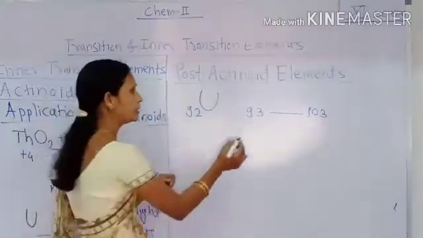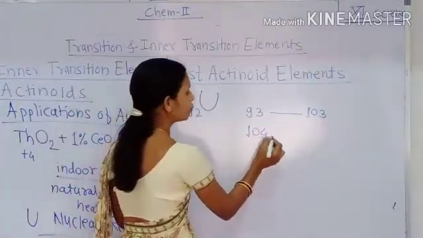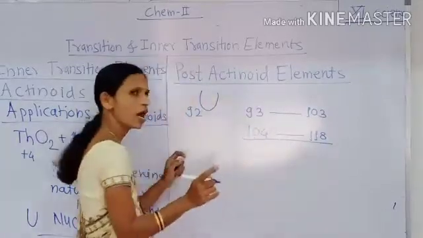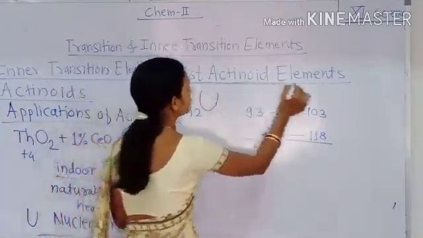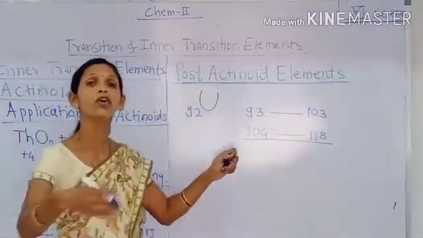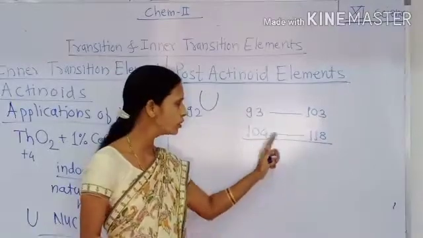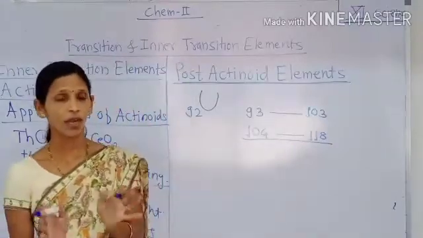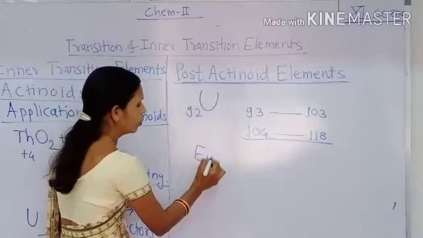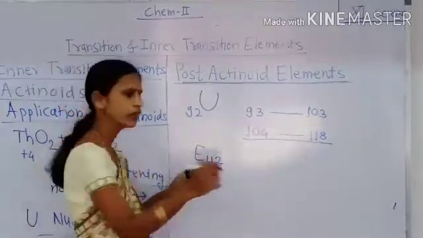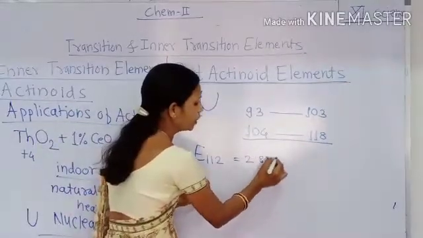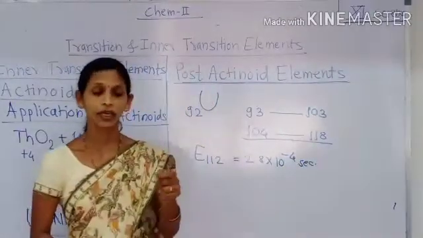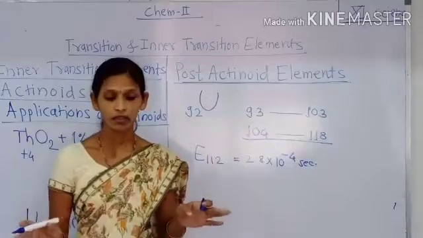Then the elements with atomic number 104 to 118 are known as post-actinoid elements. That means the elements after the actinoid series, with atomic numbers 104 to 118, are called post-actinoid elements. Out of these, the element with atomic number 112 has a half-life period of about 2.8 into 10 raised to -4 seconds. That means they have half-lives in milliseconds and are highly unstable elements.